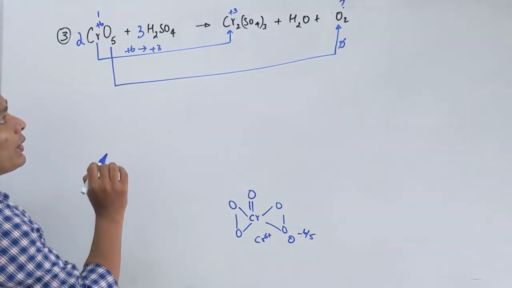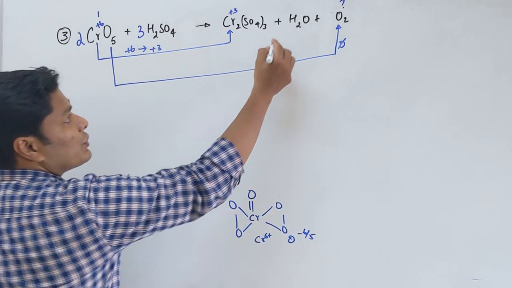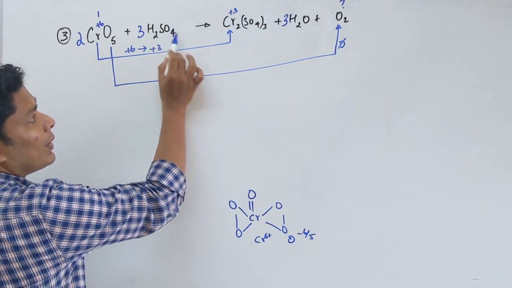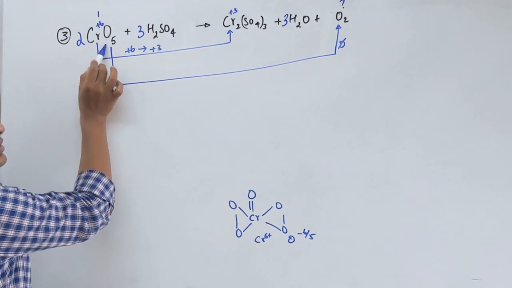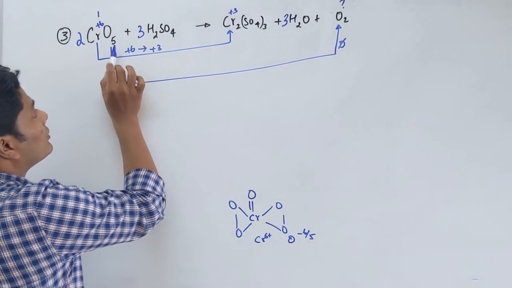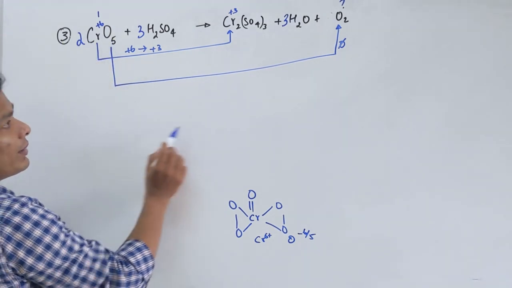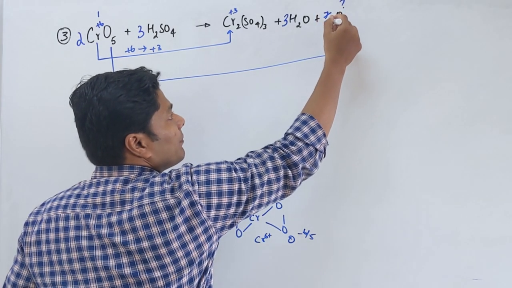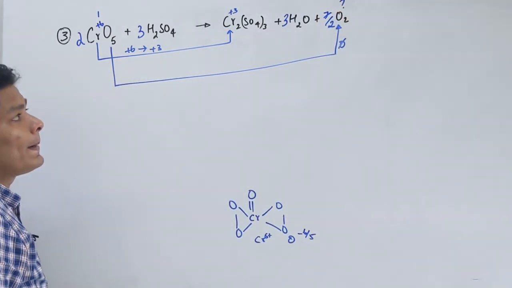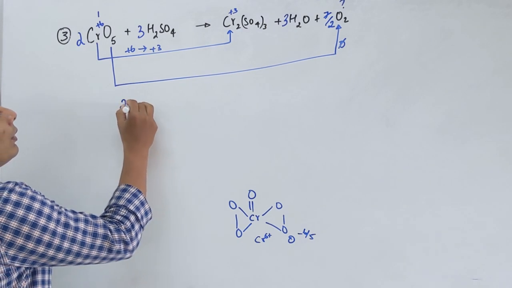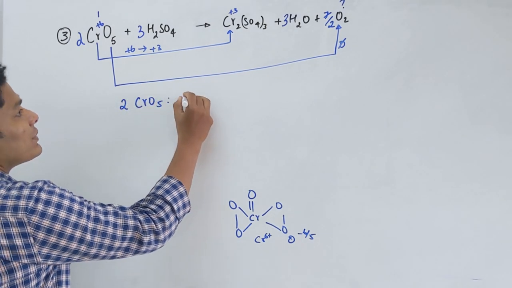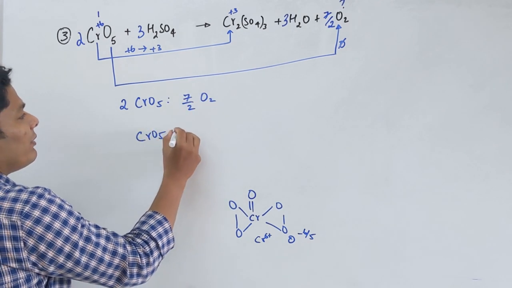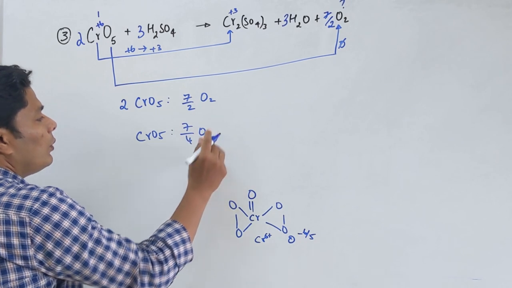Now what I can do is look at hydrogen. 3 times 2 is 6 hydrogen, so I put a 3 here. Now balance oxygen. This oxygen is balanced, 12 oxygen, 12 oxygen. I just look at this. Sorry, 10 oxygens are there, 5 times 2 is 10. 3 is accounted, so I need 7 oxygens. So I need to put this as 7 by 2. So now 2 CrO5 reacts with 7 by 2 O2. So 1 CrO5 will react with 7 by 4 O2.